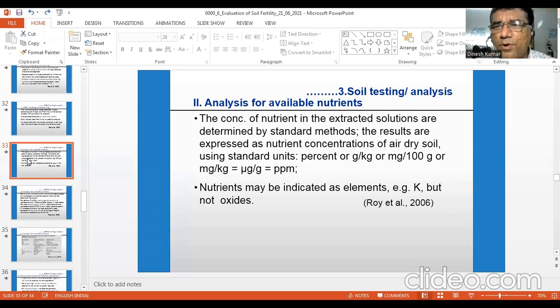So here extraction is important. You need to remove the nutrient from the soil. Most of the time, the nutrients are not there in the soil solution.